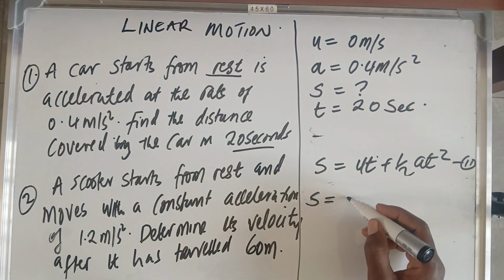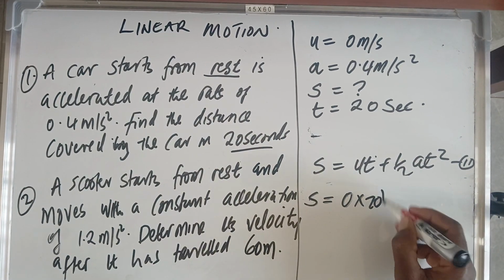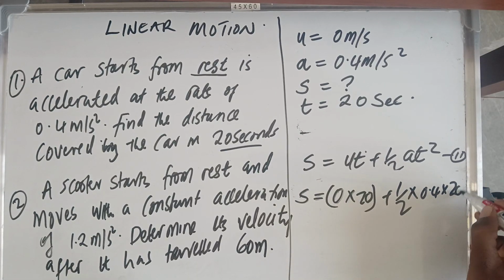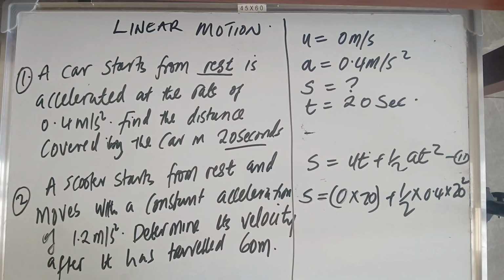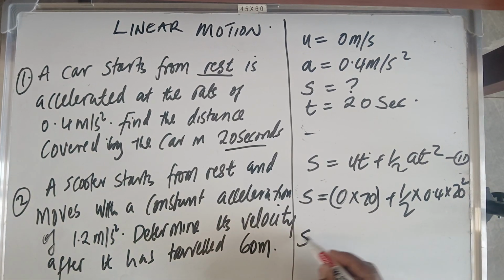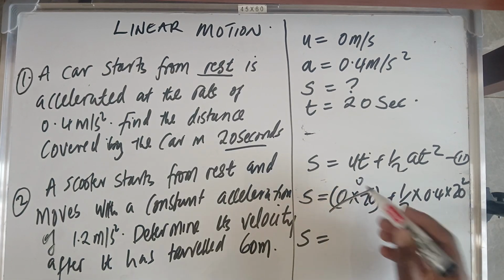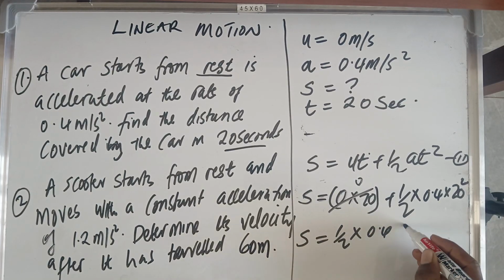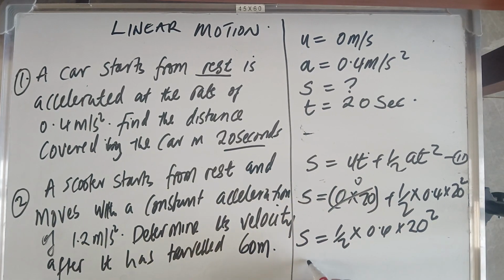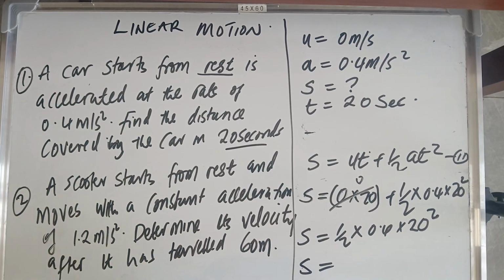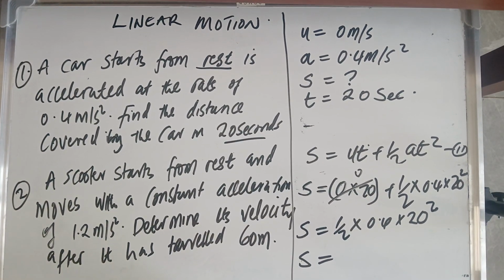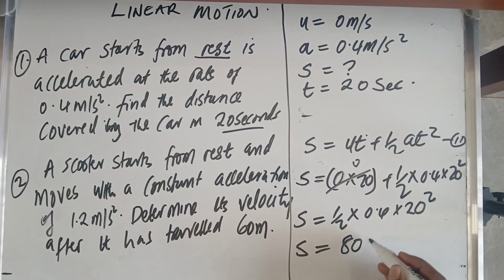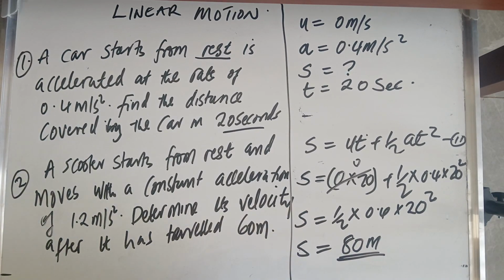S is equal to initial velocity 0 multiplied by time 20 seconds, plus half multiplied by 0.4 multiplied by 20 squared. So you simply pick your calculator and solve it out. The first term is going to be 0, so it's half multiplied by 0.4 multiplied by 20 squared. Let me know what your answer is. Me, I have found that my distance is 80 meters. So don't forget the units for distance.